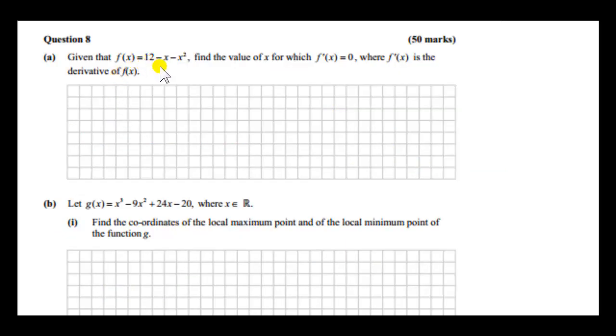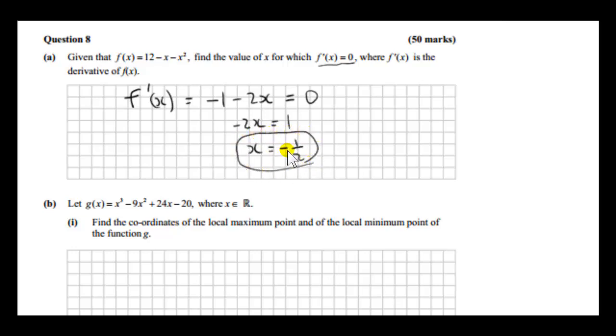Given that f of x is 12 minus x squared, find the value of x for which f prime of x is 0. Alright, so let's get the derivative. The derivative of 12 is 0, the derivative of minus x is minus 1, the derivative of minus x squared is minus 2x. That's the derivative, and we set it equal to 0. So we need to solve this for x. So we have minus 2x equals 1, x equals minus a half.